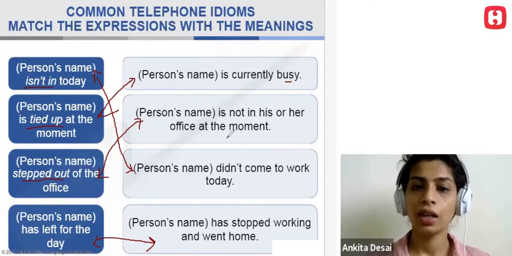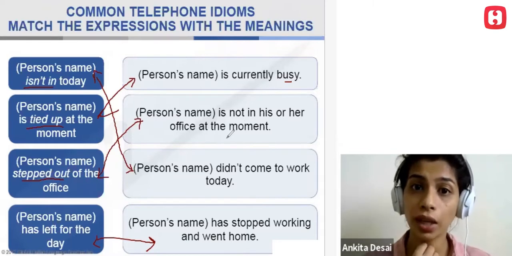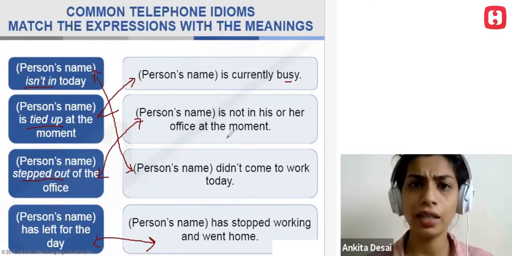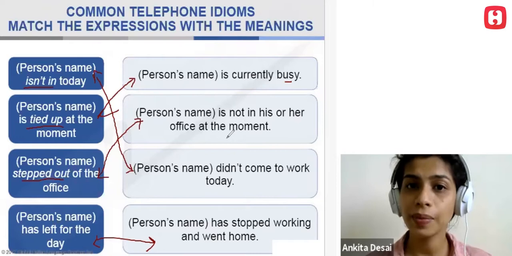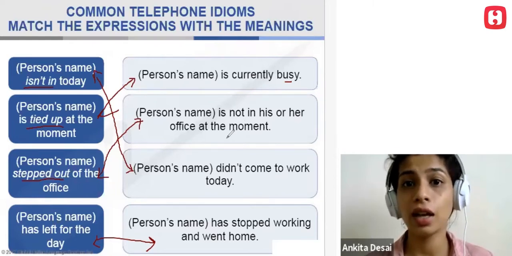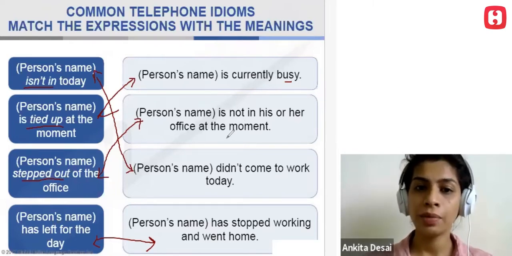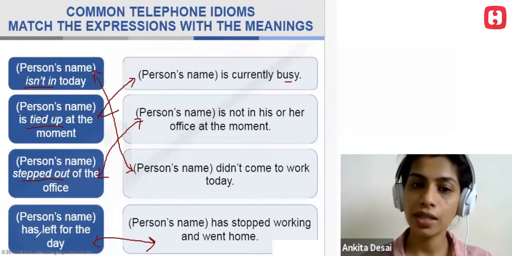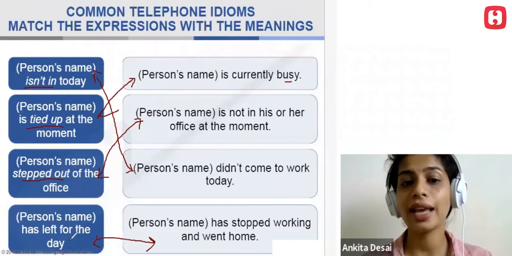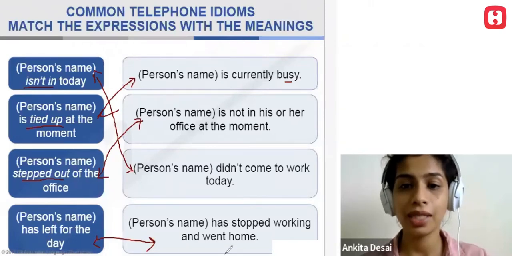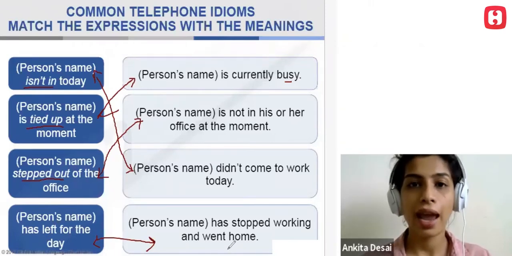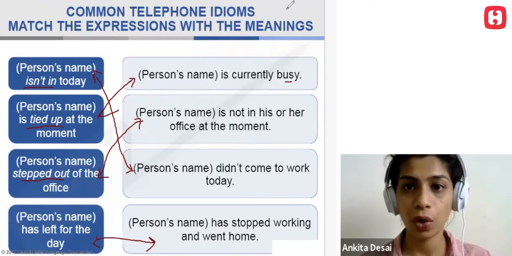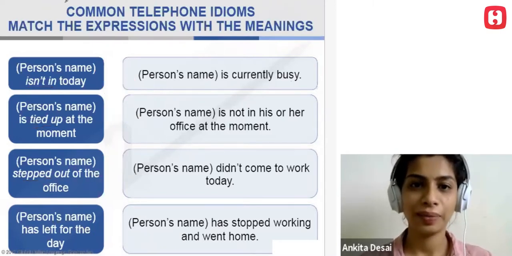All right. So you can confirm, has he finished for today? Is he done for today? That means has he gone home? And if the person says he has left for the day, that means he has stopped working and went home.